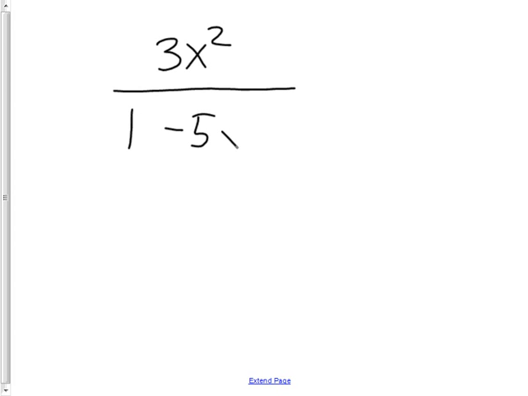This is a little trickier. (3x squared over 1 minus 5x squared). So, what is it? Bigger on top, bigger on bottom, same on both? And then, what's the asymptote at?